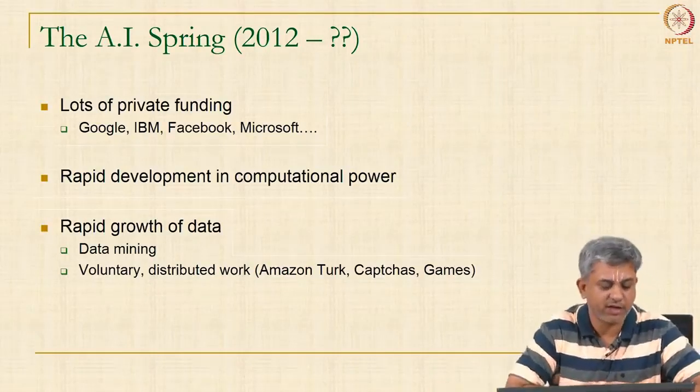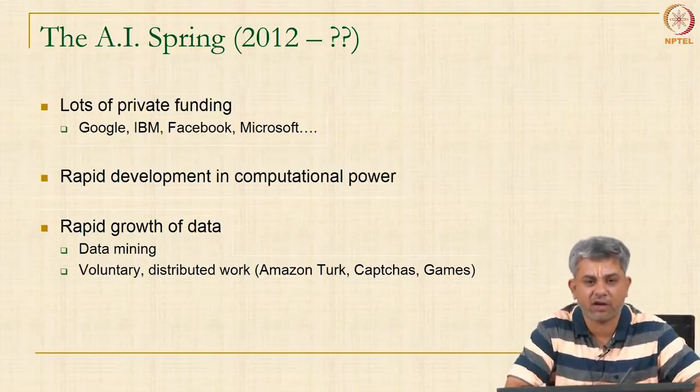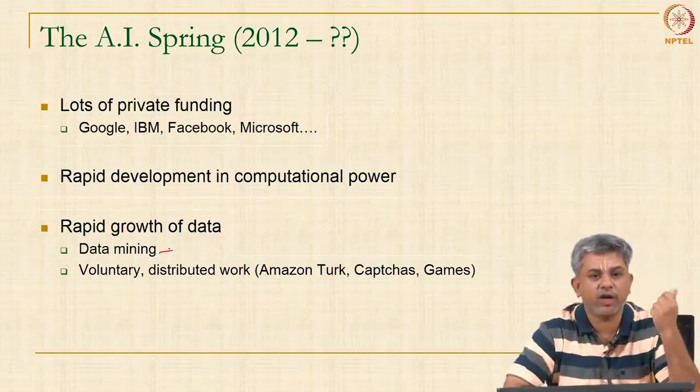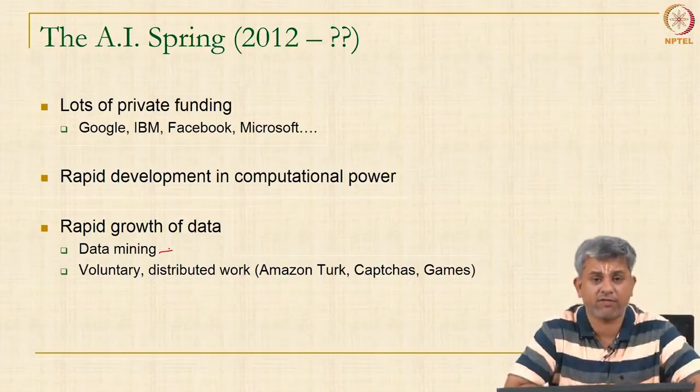We know Facebook has data, Google has data, Microsoft has our data, and they have been doing a lot of data mining, legally hopefully, and this has led to a lot of growth in machine learning itself.